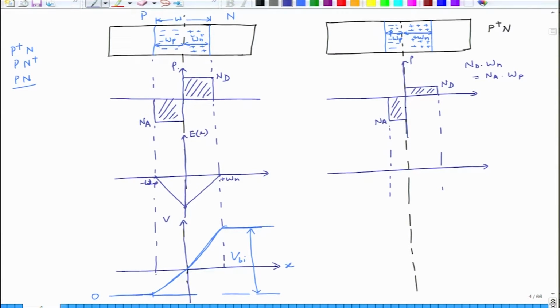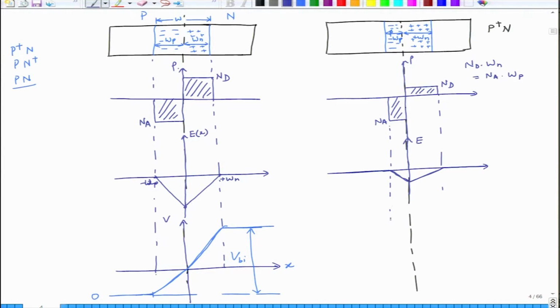the electric field goes like this, it is continuous, it is like this. This is what I can say is the electric field, okay.